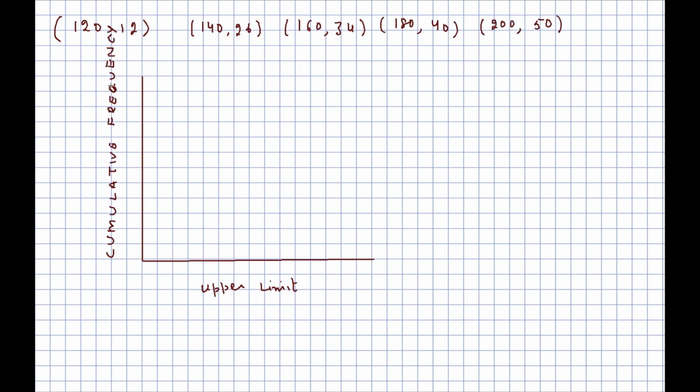Now I will represent cumulative frequency distribution graphically. Now the coordinates we have are 120 and 12, 140 and 26, 160 and 34, 180 and 40, 200 and 50, and their corresponding cumulative frequency on the vertical axis, that is on y-axis. I'll start with the lower limit 100. So mark 100, 120, 140, 160, 180, 200 on x-axis. We will mark cumulative frequency on y-axis.